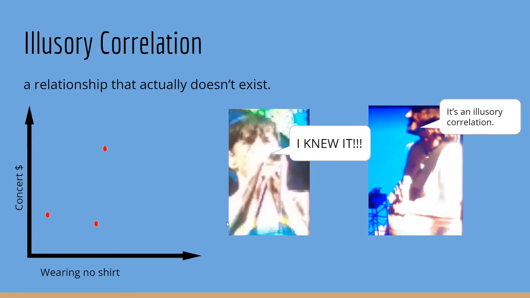So let's say that Anthony Kiedis was trying to test if wearing no t-shirt for a long time increases the concert money that he gets. Well, let's say that he takes a graph and that's what it looks like. And he's like, I knew it. But then John Frusciante is like, no, that's illusory correlation. Yeah, there's just 3 dots and they happen to sort of look like they're going up. That's not a correlation. That's just random.